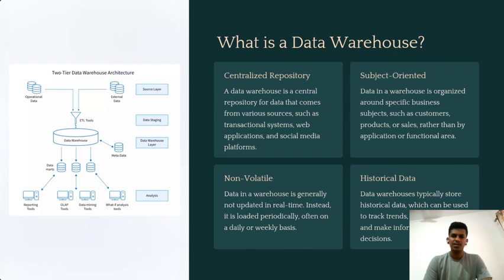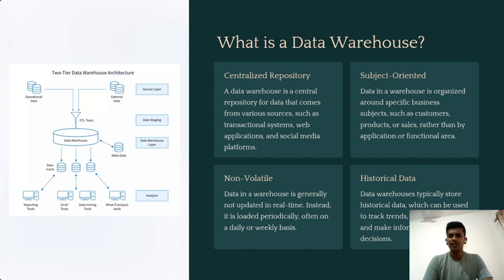What is a data warehouse? There are four key characteristics of a data warehouse: centralized repository, subject-oriented, non-volatile, and historical data. Centralized repository: the data warehouse is a centralized repository for data that comes from various sources such as transactional systems, web applications, and social media platforms.